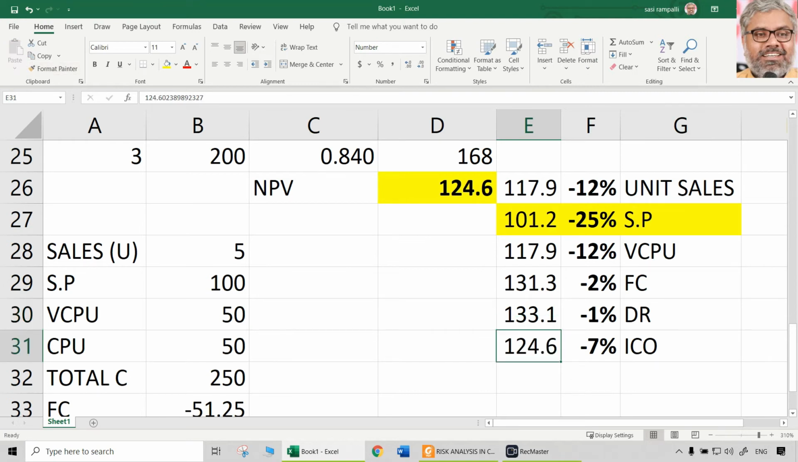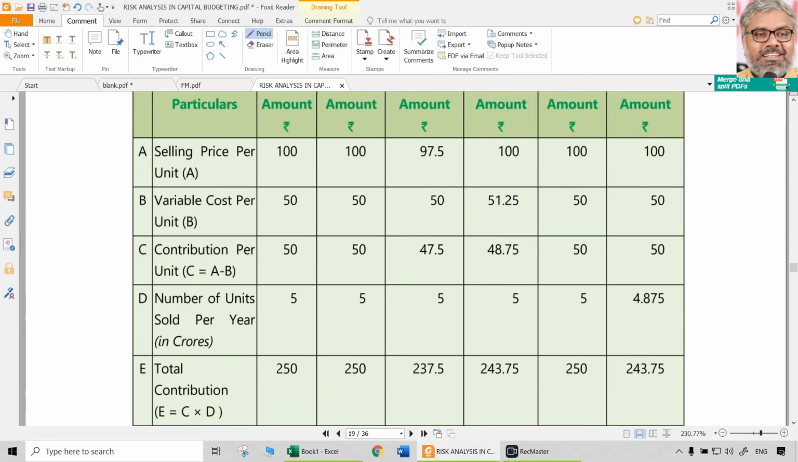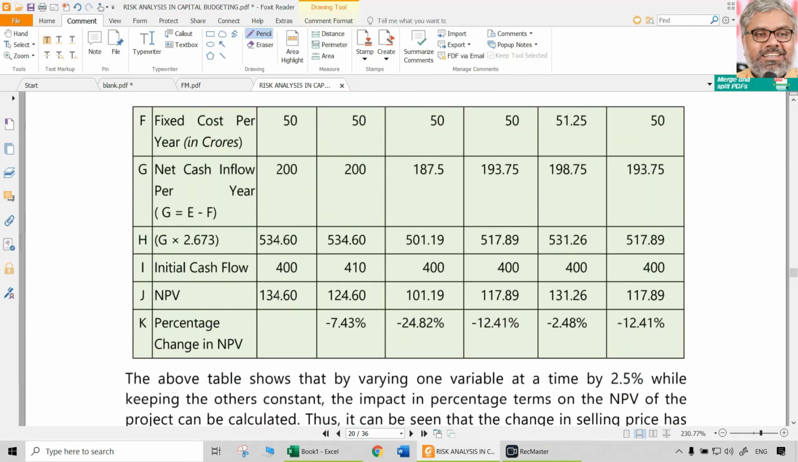So these are the new NPVs with change in each of the factors: unit sales, selling price per unit, variable cost per unit, fixed cost, discount rate, and initial cash outlay. All of them we have tested. So that is what is given here also as the end answer.